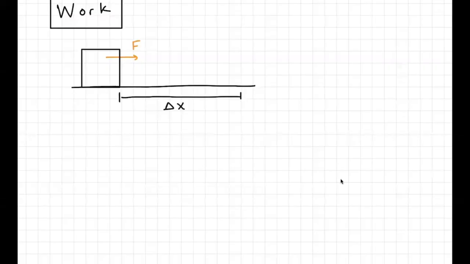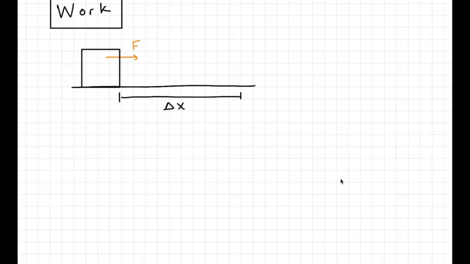Hello, in this video, I want to introduce work as a concept, define it, and then work through some examples. So work is a technical term in physics, and I'm going to define it in this video and explain what it is. Why we're talking about work will not immediately be evident.